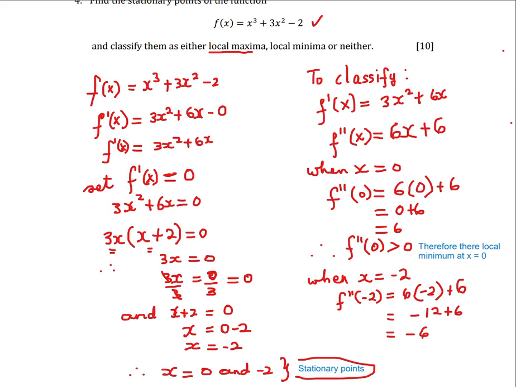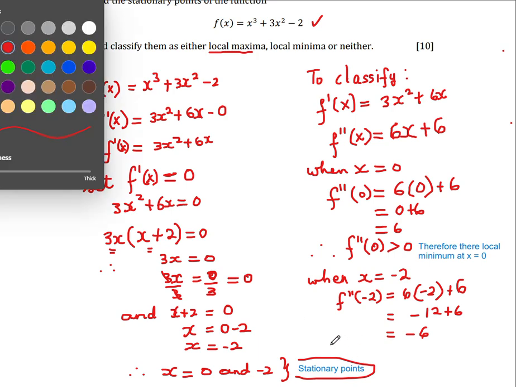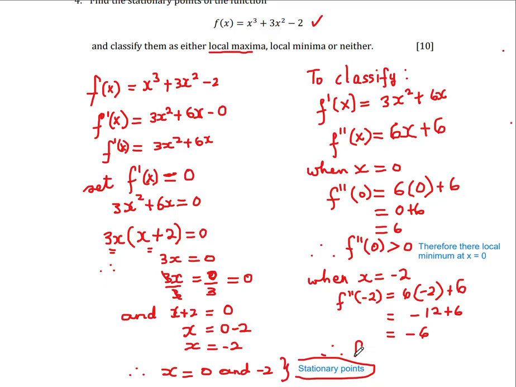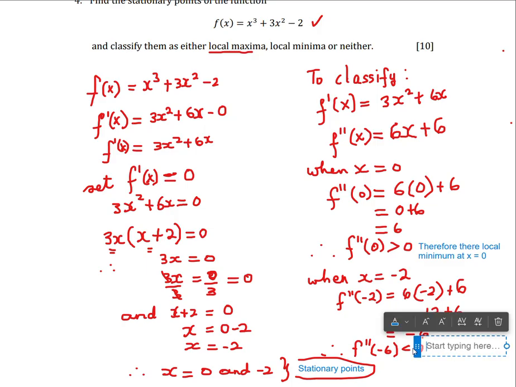So because we get an answer here, I'm going to say, therefore, f double prime of negative 2 is less than 0. When the stationary point is substituted into the second derivative and it gives you a value less than 0, it means that there is a local maximum. There is a local maximum at x equal negative 2. So there's a local maximum at that point.